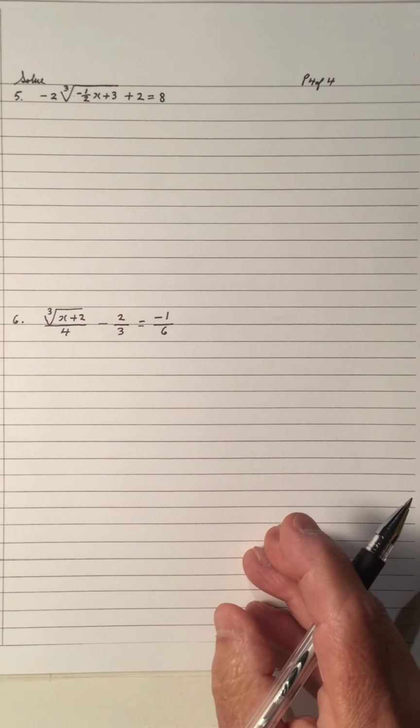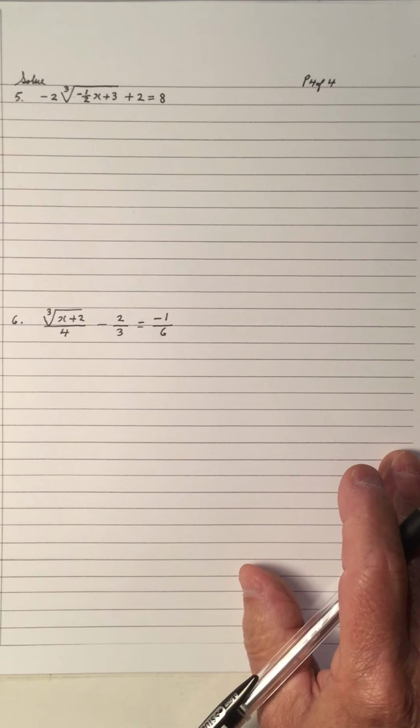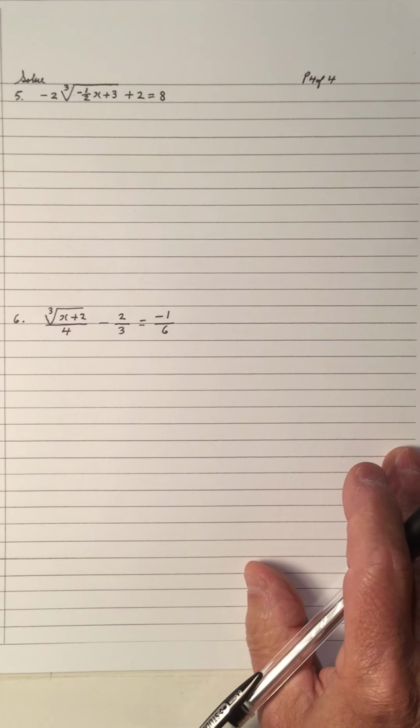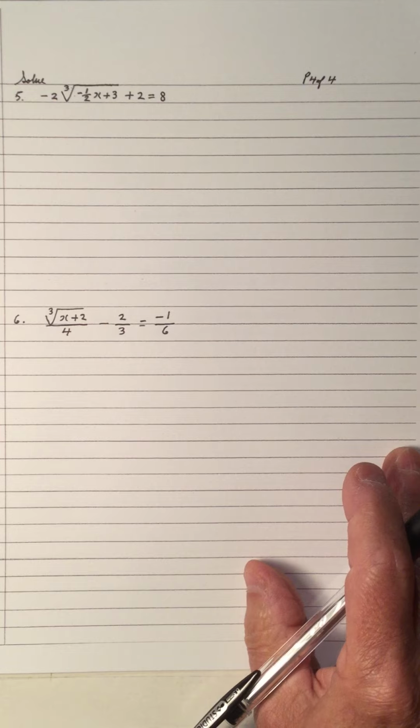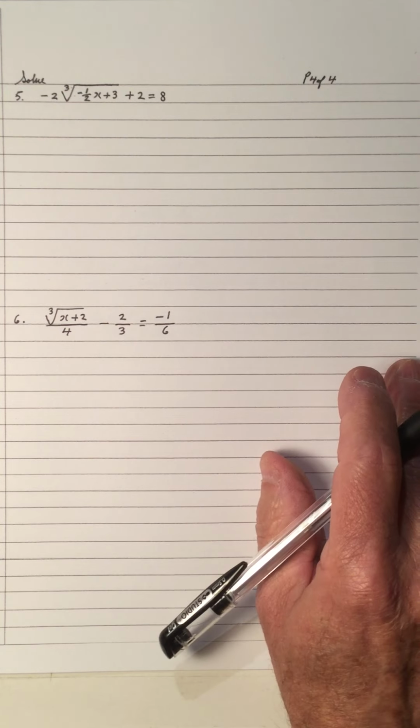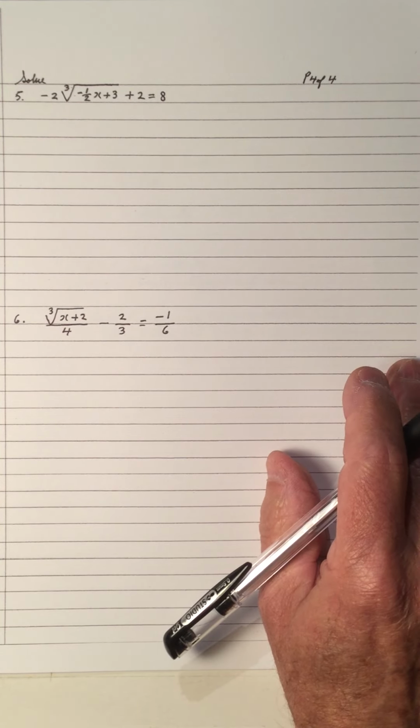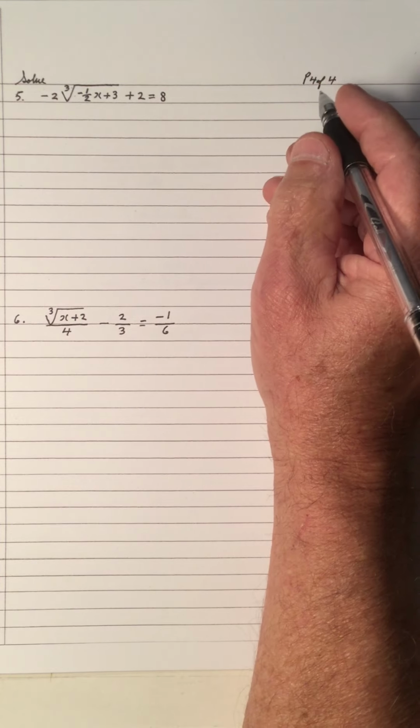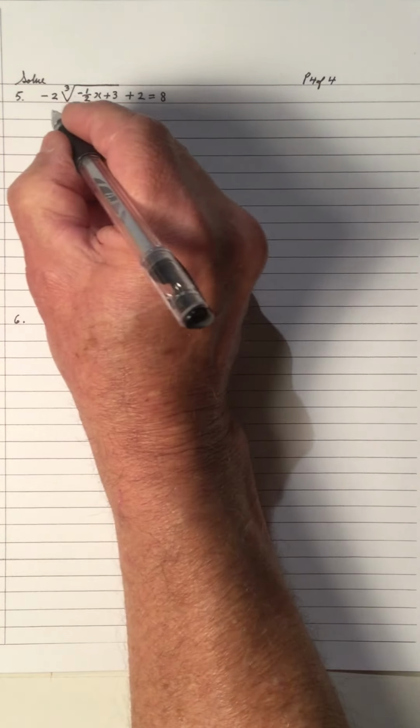And some more to do. Again, the more we do, the better we'll get. Normally, the more practice you do in math, the better the marks, the more you'll understand. Here we go, we've got to isolate the root.